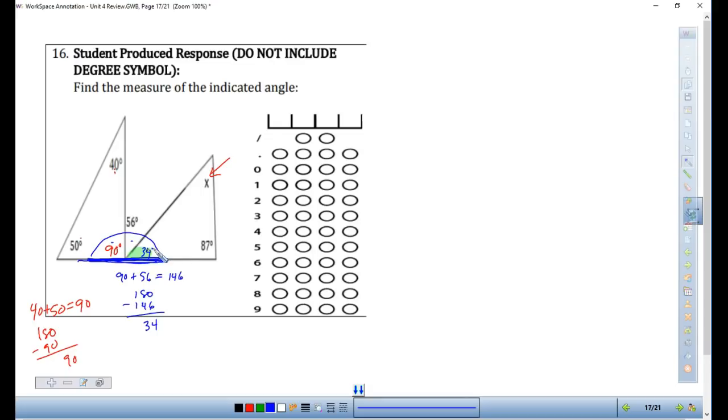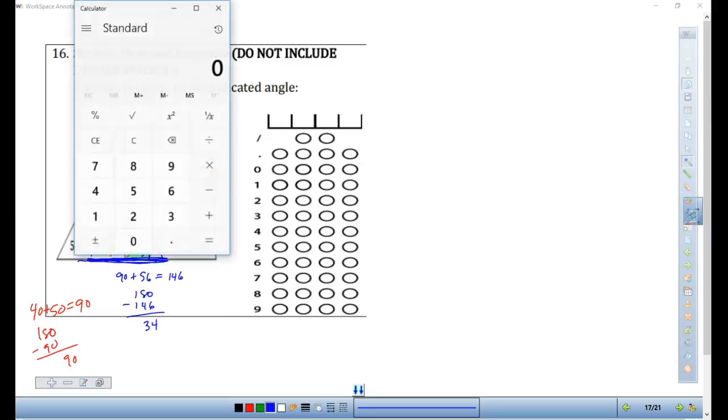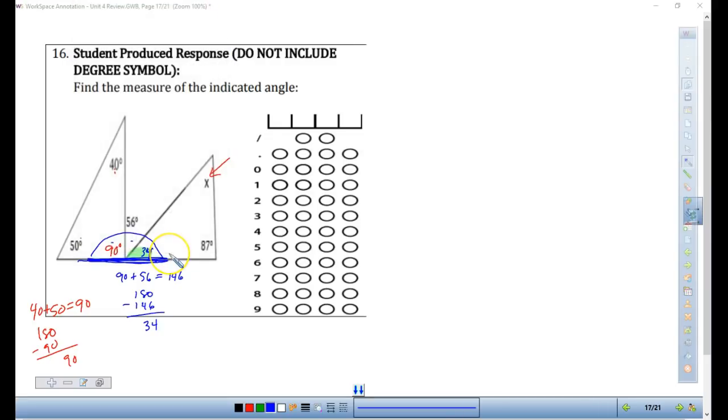Now pause that, go back if you need to. Make sure you understand why that's the case. 34, so make sure it works, plus 56 plus 90 should equal 180. So you can check it. 34 plus 56 plus 90 equals 180. So we know we've got a straight line there.